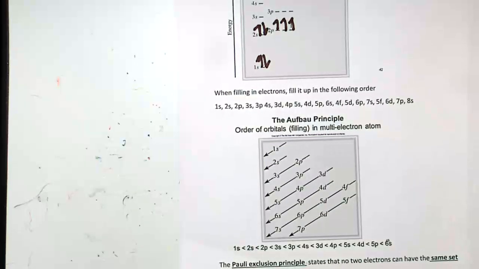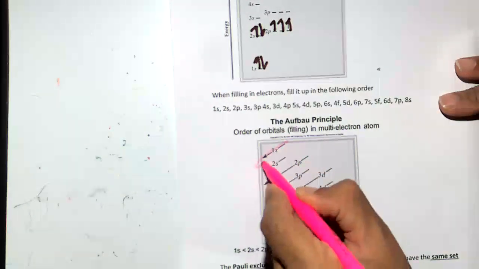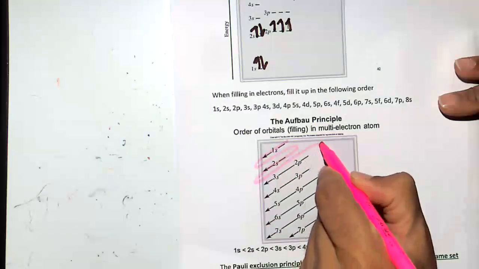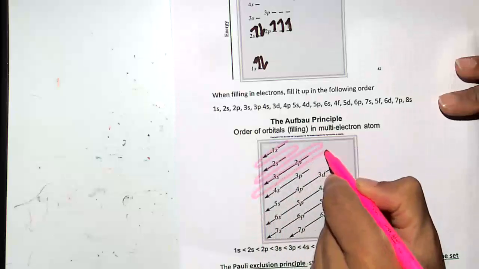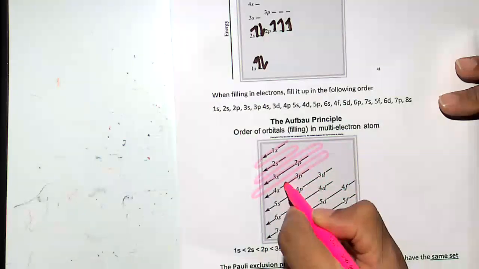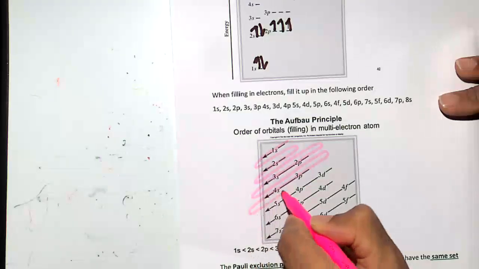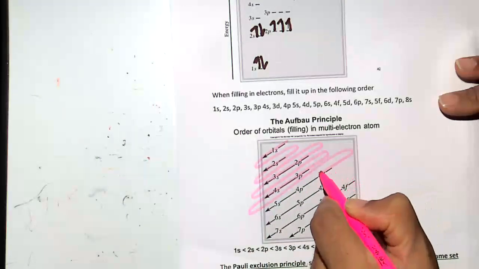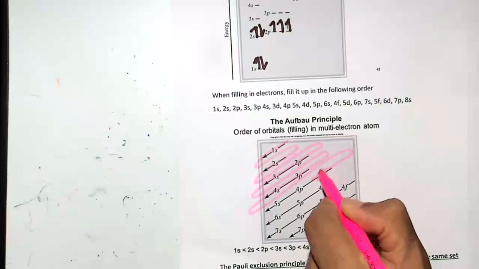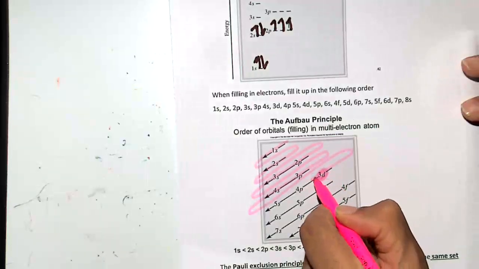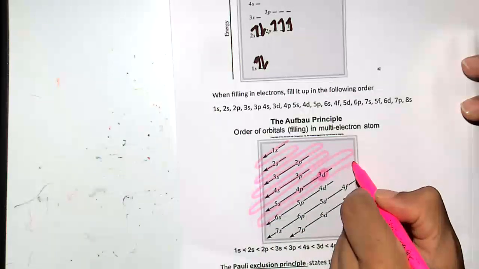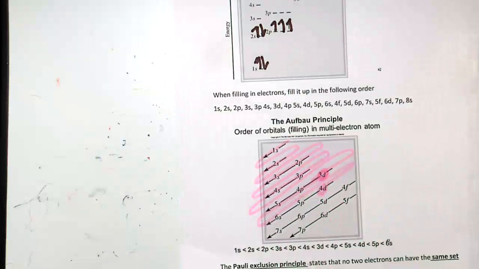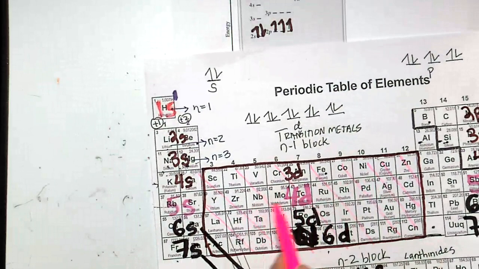And then this is the order once again in which they will march. 1s and then 2s, and then after 2s where will they go? 2p. After 2p where will they go? 3s. After 3s where will they go? 3p. And then after that, 4s. After 4s where will they go? This is the transition metals. After that, where will they go? 4p, 5s. After 5s, where will they go? 4d. We're talking about right here in the periodic table.